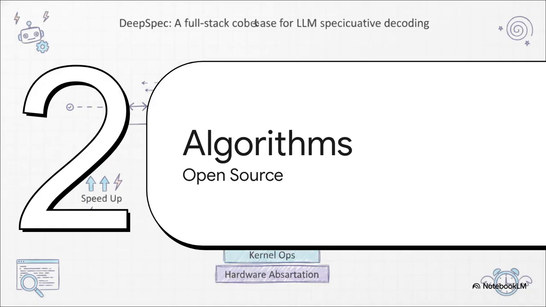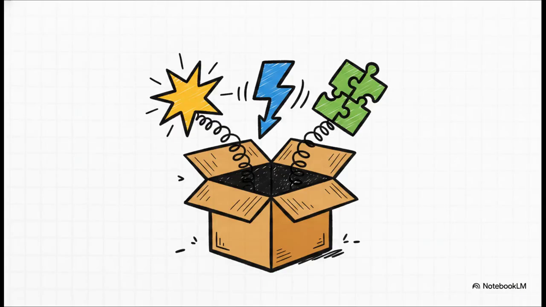Section 5. Algorithms and Open Source. The Community Foundation. Let's move to and see how this builds upon the broader AI ecosystem. Right out of the box, DeepSpec comes loaded with 3 primary draft model algorithms: DSpark, DFlash, and Eagle 3. You don't have to code these from scratch. They're fully integrated and ready to be selected in your config files from day one.